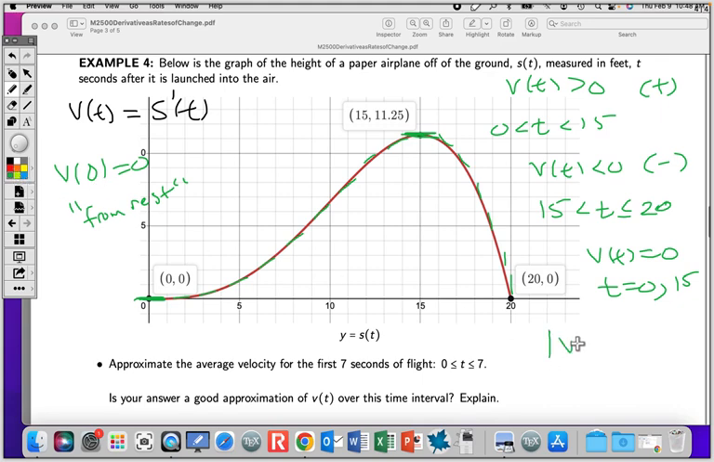Then it asks for the absolute value of v of t. Remember, that's the speed. The speed is always going to be either positive or 0 because it's an absolute value. It's positive because it's heading upwards from 0 to 15, and it's positive but heading downwards from 15 up to 20.